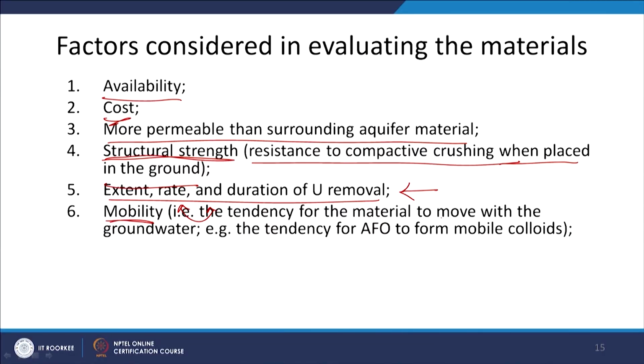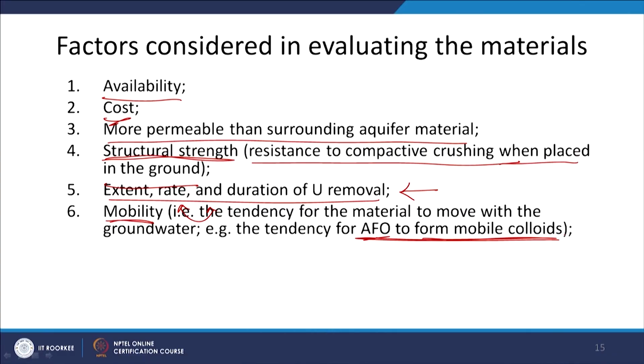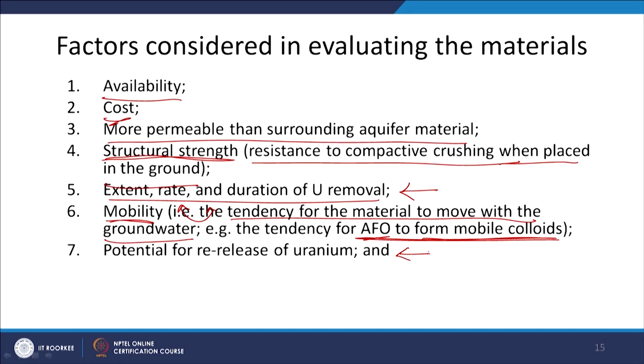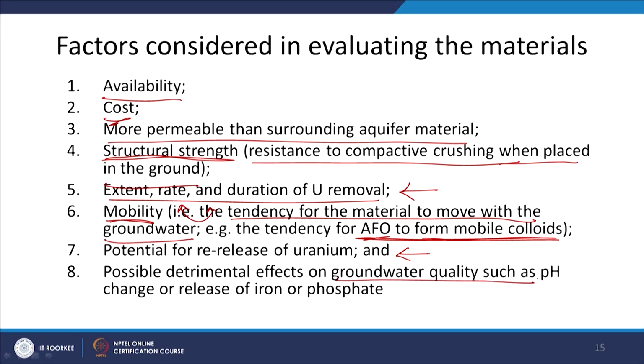For example, we are looking at the tendency of AFO to form mobile colloids. It looks like with respect to AFO, even after removal, you have some mobile colloids being formed, so they can be transported further because they can leave the system. That's something to be concerned about: the tendency for the material to move with the groundwater. And then the potential for re-release of uranium, as in desorption, which we looked at with respect to the column studies. And detrimental effects on groundwater quality, such as pH being affected, or way too high a concentration of iron or phosphate in the groundwater that has passed through the PRB.